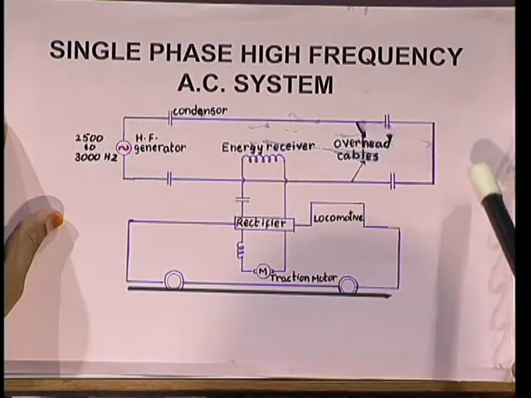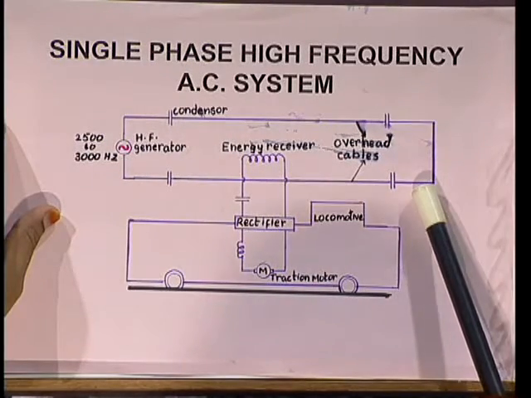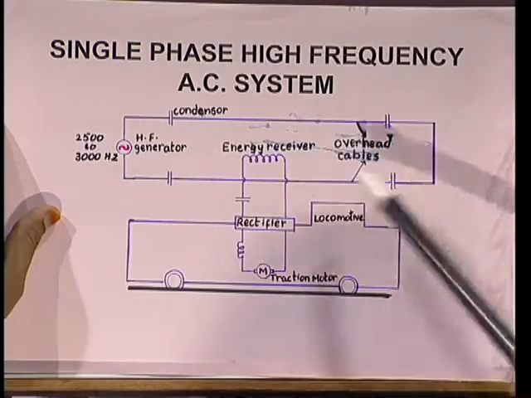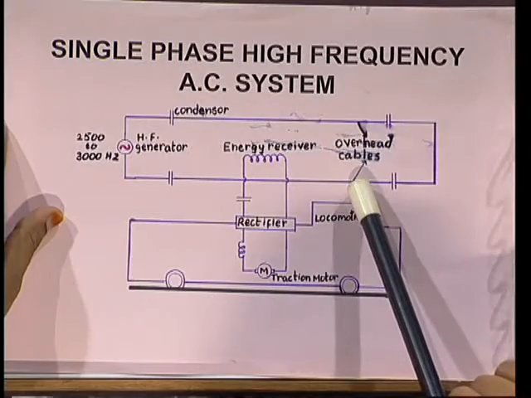Now we shall look into the single phase high frequency systems. The single phase high frequency systems are basically used in gassy mines where arcing between the overhead cables must be avoided. We will just have a look at the single phase high frequency AC system. Here we have two overhead cables and an energy receiver which receives power from the overhead cables through induction.